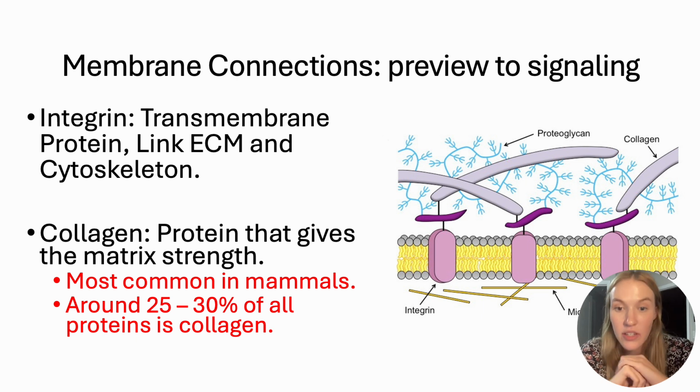The protein that is going to anchor the cytoskeleton inside the cell to the extracellular matrix outside the cell is a protein called integrin. Integrin is that anchor protein that links the cytoskeleton to the extracellular matrix. Now, a protein you've probably heard of in the extracellular matrix is collagen. Collagen is a protein that gives this extracellular matrix strength.